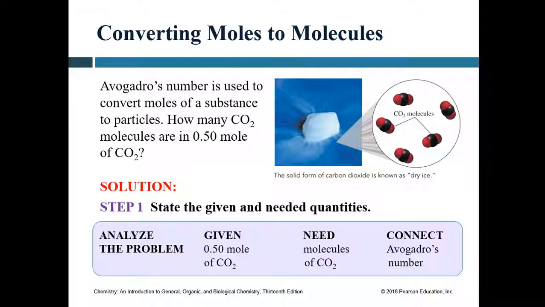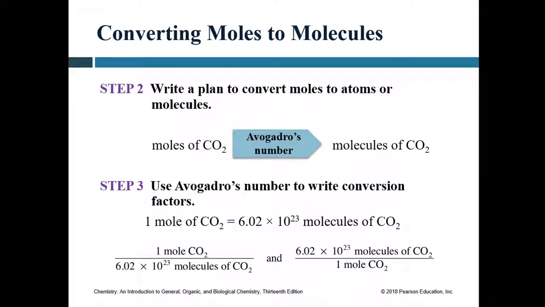Here we go. How many CO2 molecules are in 0.5 moles of CO2? So let's see. We need to analyze the problem. We are given this value. This is the number they're giving us. They want to know molecules, and the way to get from here to here is through Avogadro's number. So then we've got to figure out which of the setups of Avogadro's number we are going to use.